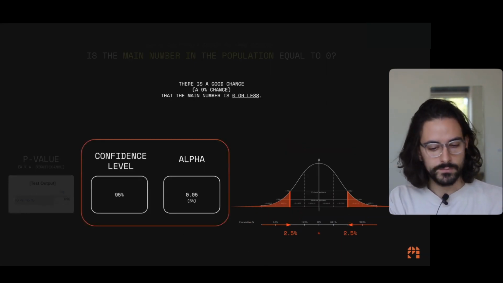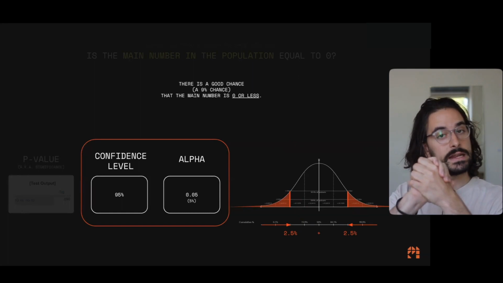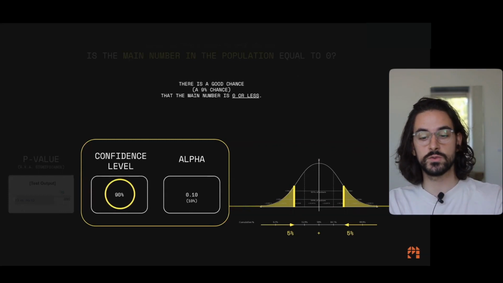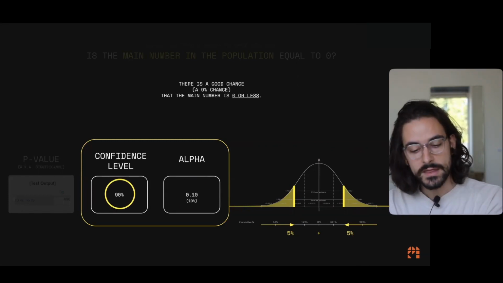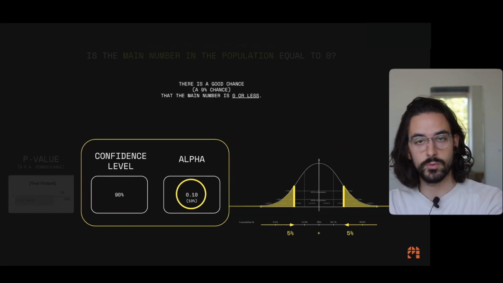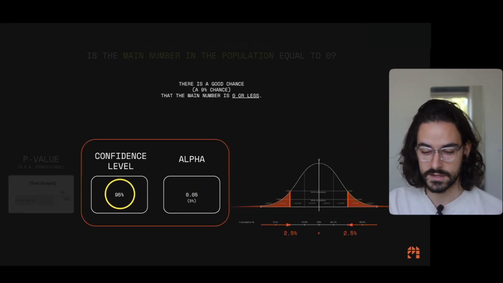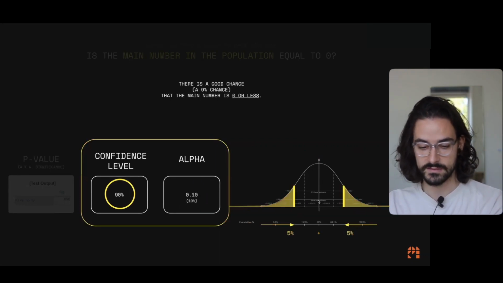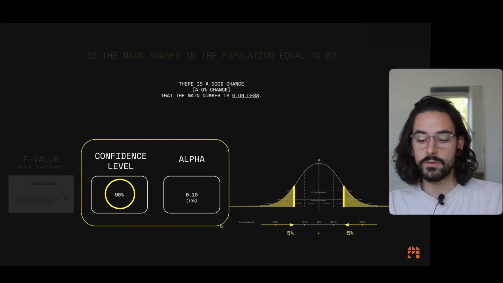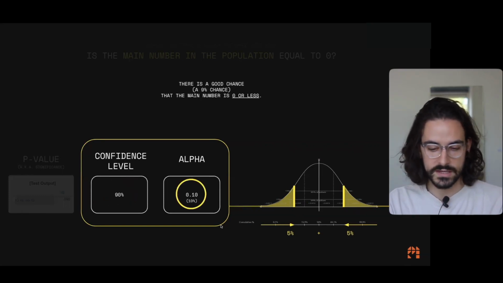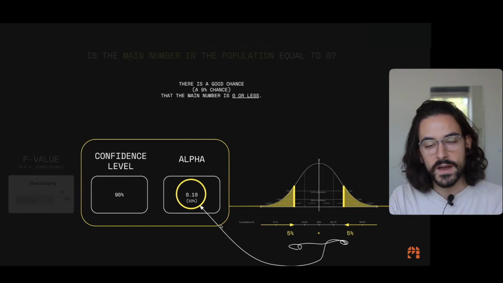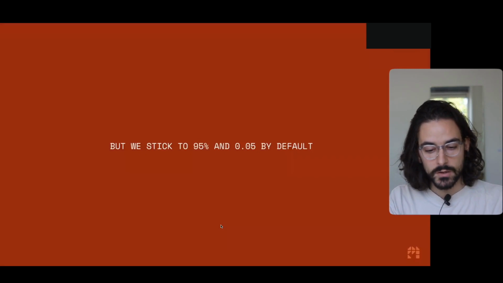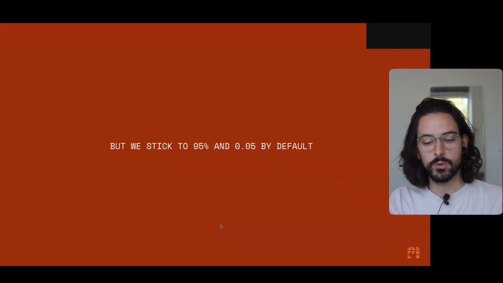Cool. Now, your confidence level and your alpha walk hand in hand, okay? 95% to 5%. Now, let's change your confidence level. Let's say your teacher tells you to work with a 90% confidence level. What does that mean? That means you're working with a 10% alpha, 0.10 alpha, okay? And your tails, if you can see here, they grew a little bit inwards. Just by comparison, this is 95, this is 90. Now we have 5% on each side, and they grew inwards. 5% plus 5%, that's 10%, that's why it's 10%. Now, we stick to 95% and 0.05 by default.